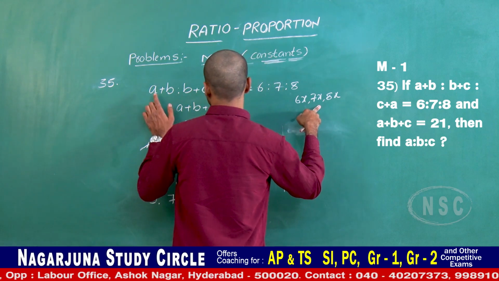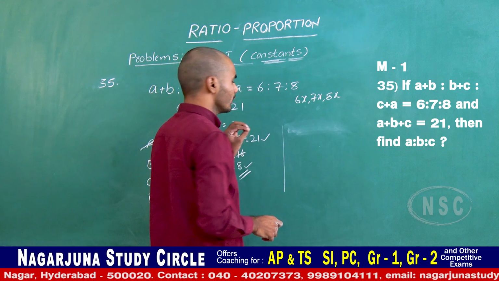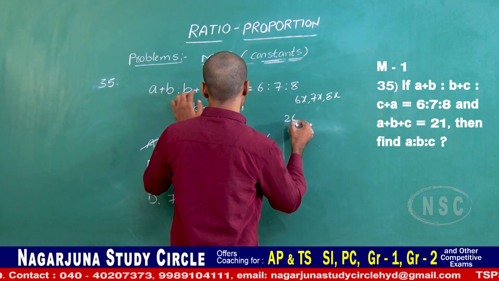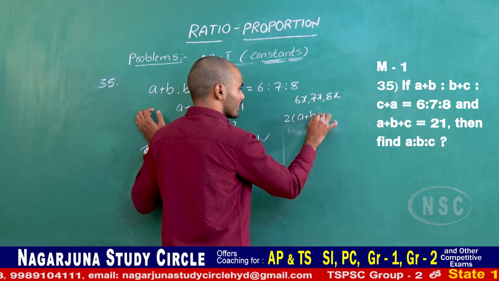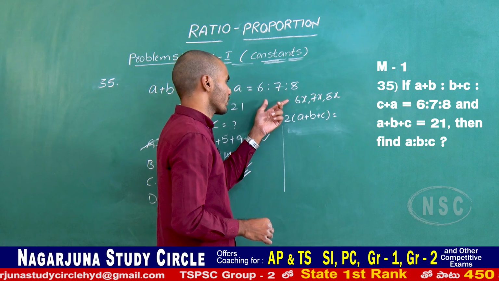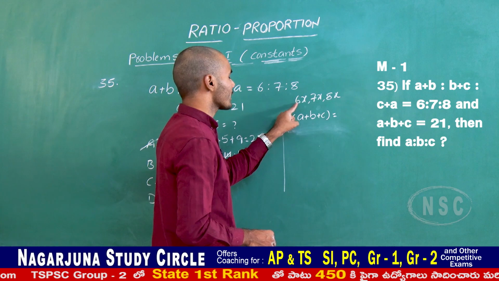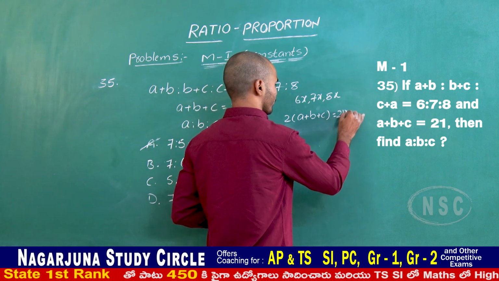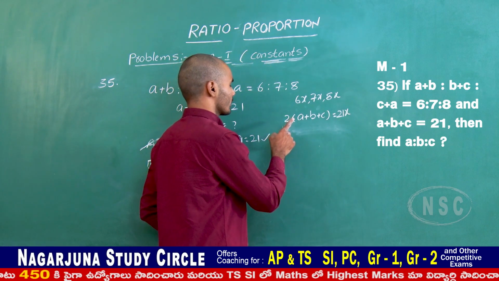Add these numbers: A plus B, B plus C, C plus A. When all three are added, it gives 2 of A, 2 of B, 2 of C. So 2 of A plus B plus C is equal to the sum of these. Don't add these ratios, because these are the values. So 6x plus 7x plus 8x is 21x.